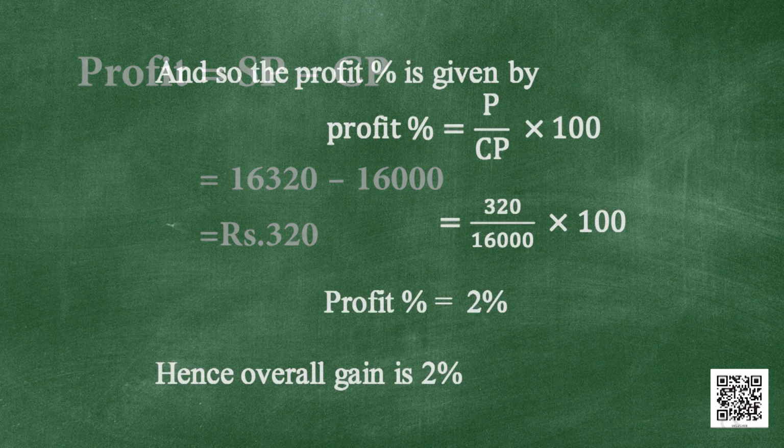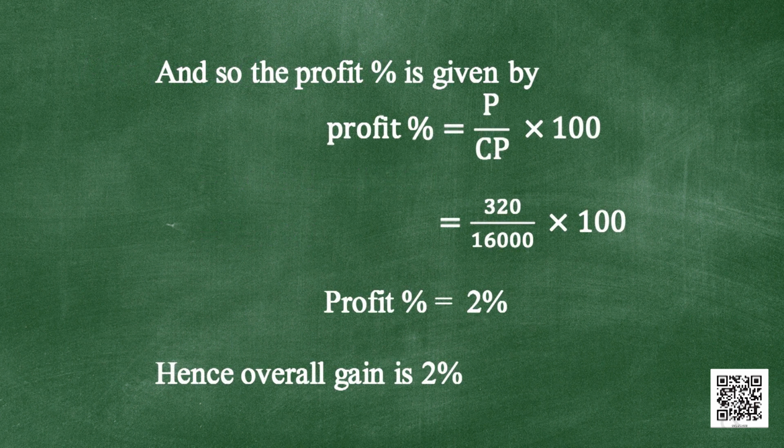And so, the profit percent is given by profit percent is equal to P divided by CP multiplied with 100. So, that is equal to 320 divided by 16,000 multiplied with 100. On simplification, we get profit percent is equal to 2%.